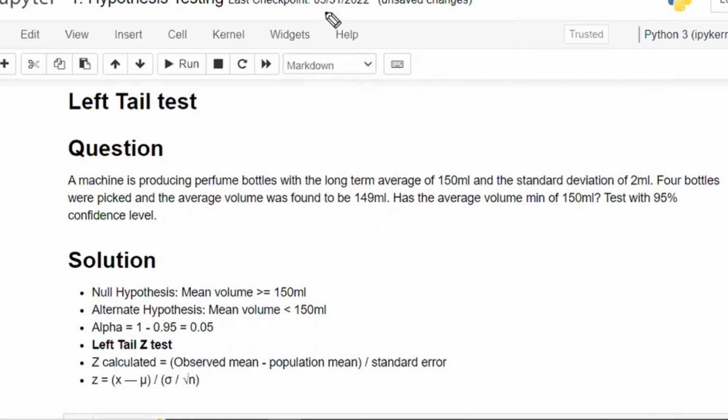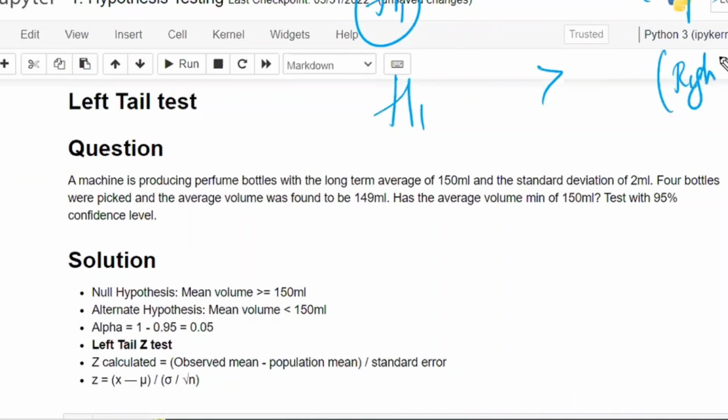To be more simplified for you, look at the symbol in the alternate hypothesis. Less than means left tail test. Greater than symbol in the alternate hypothesis means right tail test. And not equal to in the alternate hypothesis means two tail test. Two sides rejection will be there, that side and this side. Just check whatever symbol is there in your alternate hypothesis. That is one of the easiest ways.